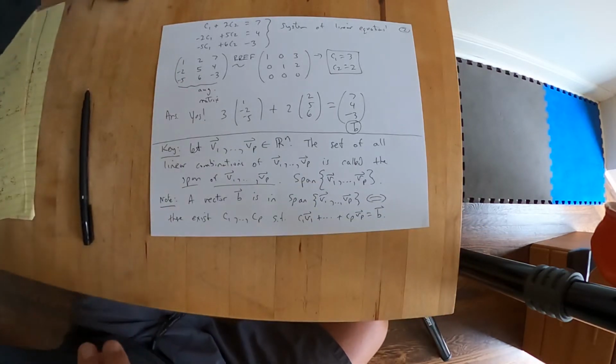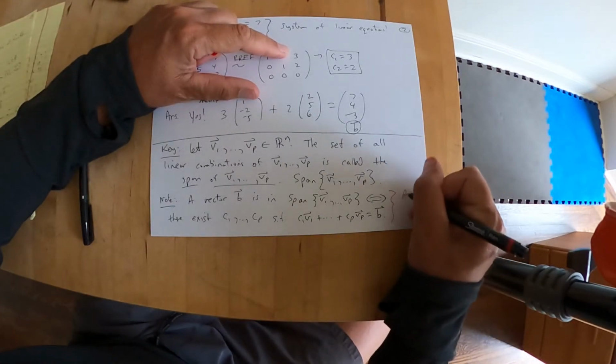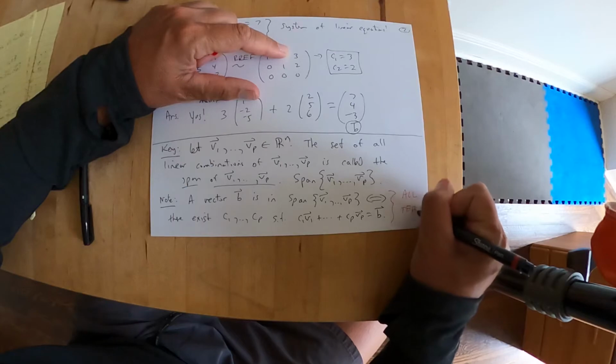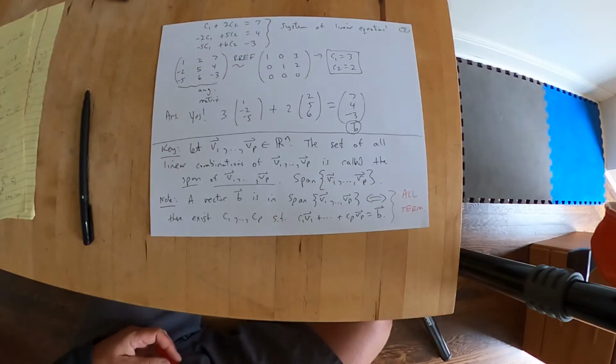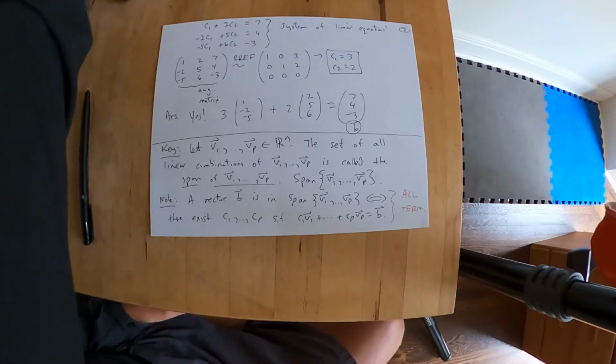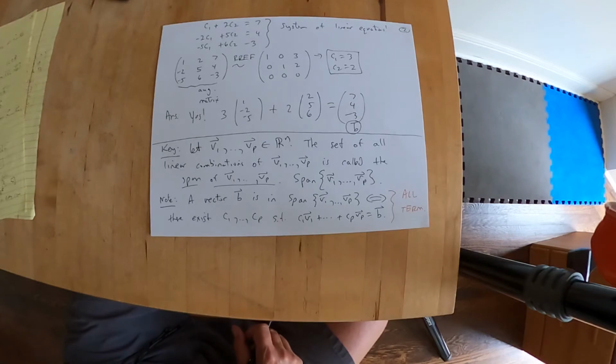Okay, and I'm going to put this in red. This is something we do all term, and there's lots of ways to get at this. We're taking it slow, and we're going to get there. But this idea of when is something in the span of a set of vectors, when isn't it, is crucial, paramount to this course.